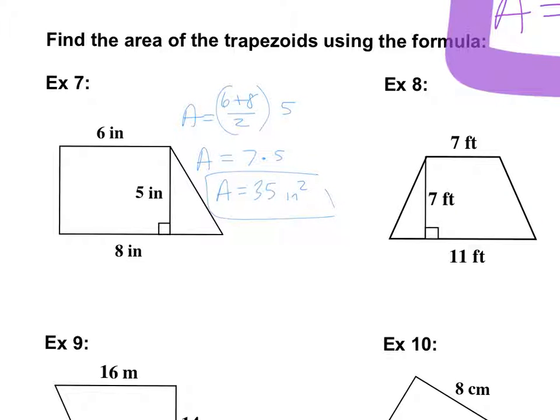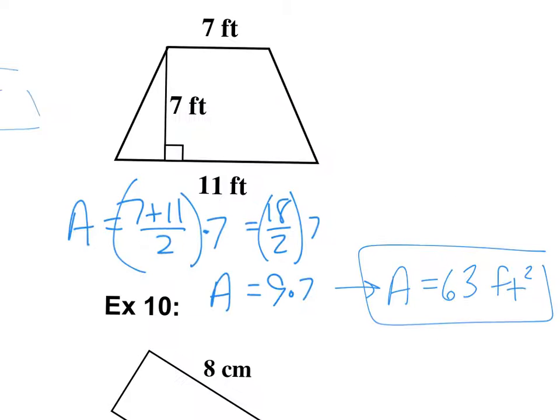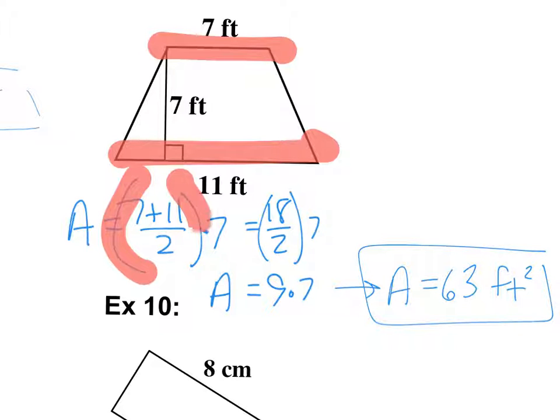What I'd like you to do is try to do number 8. So go ahead and pause the video. Try to solve number 8. Give yourself about a minute to do it, and I'll regroup and show you the answer in a second. Okay, so the answer is 63 square feet. I take 7 plus 11, the 2 bases, add those up and divide by 2, just like I'm doing right here in the problem, and then I multiply it times the height.